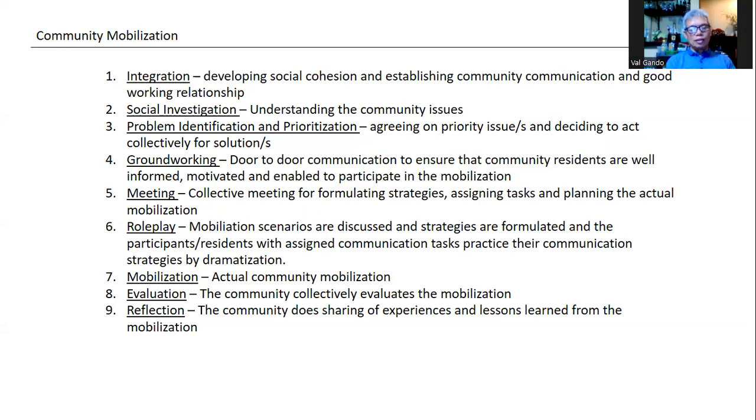Evaluation is where the community collectively evaluates the mobilization and its results. Reflection is where the community participates in a sharing of experiences and lessons learned from the mobilization. The participatory human development is a cyclic process that is facilitated repeatedly until the social problem is solved.